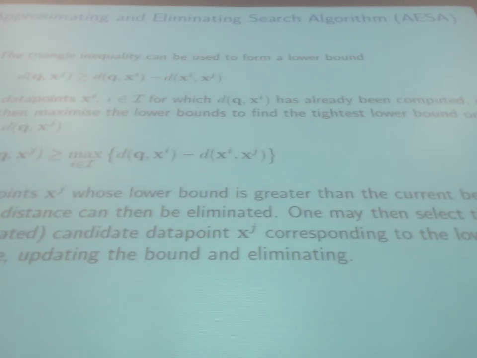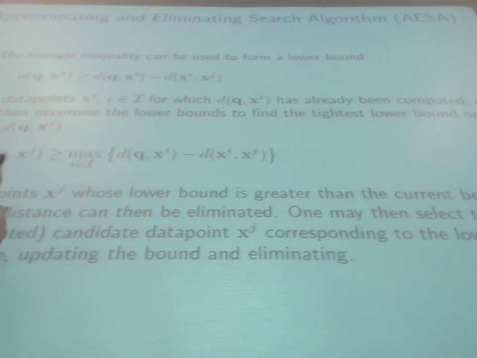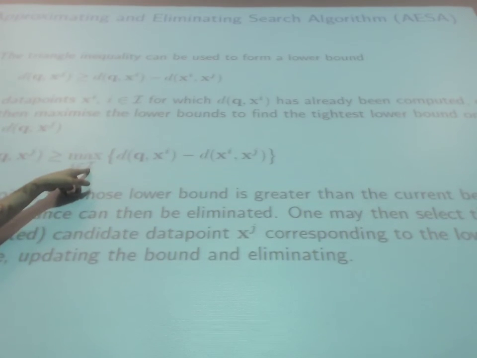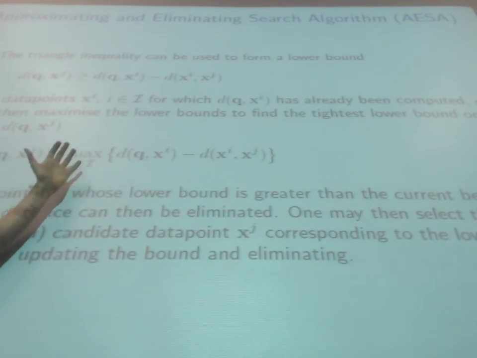So that might be, say, xi primed. Now I have to compute the distance between Q and xi primed. So now I'll have two distances computed. So this subset, the set I, will now contain i and i primed. I can run over this maximization now.